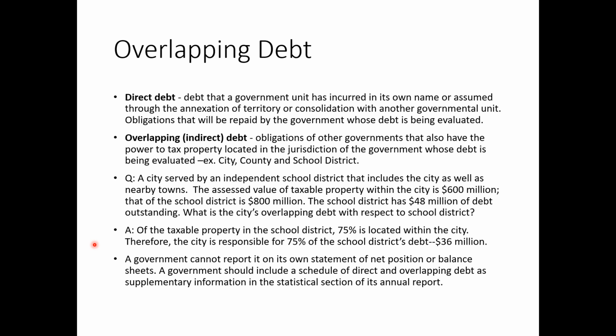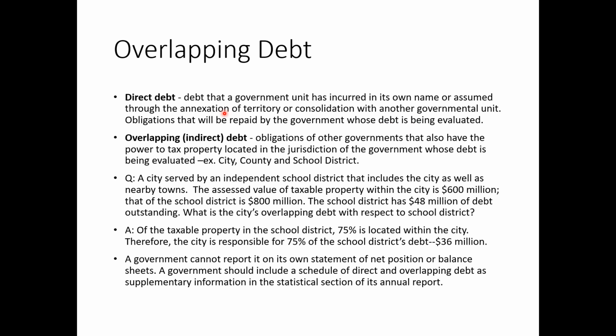Overlapping debt. So what is overlapping debt? To understand overlapping debt, we need to understand direct debt first. Direct debt is the debt that a government unit has incurred in its own name or assumed through the annexation of territory or consolidation with another government unit. It is an obligation that will be repaid by the government whose debt is being evaluated.